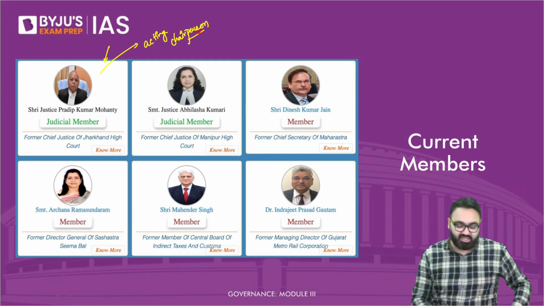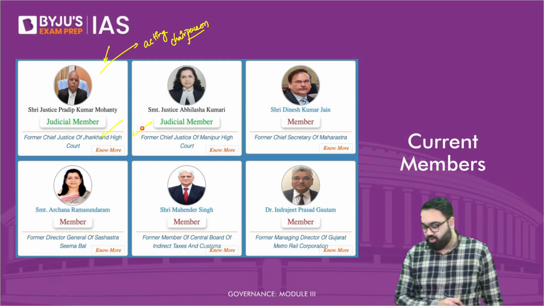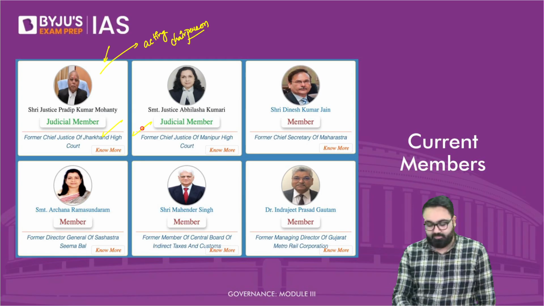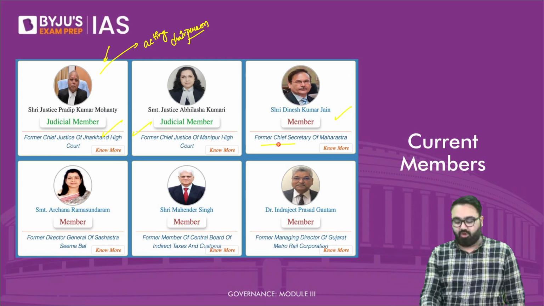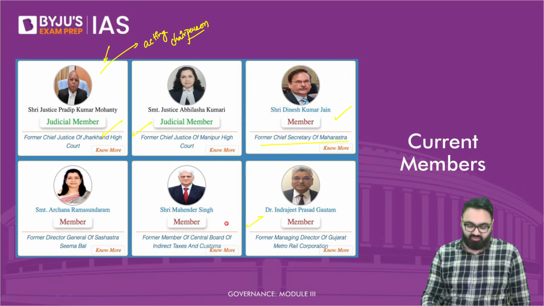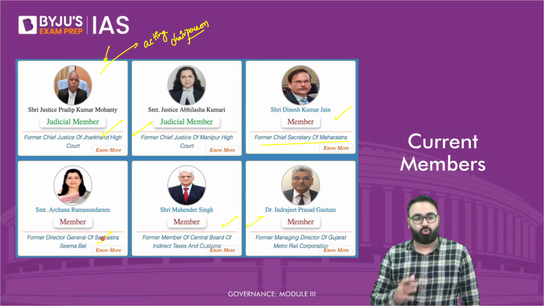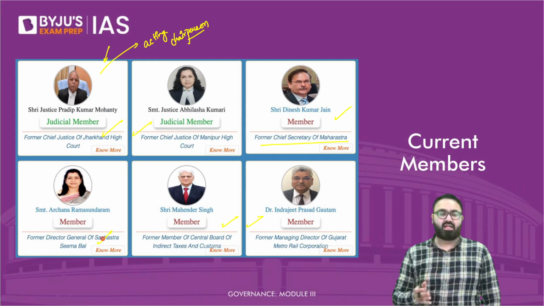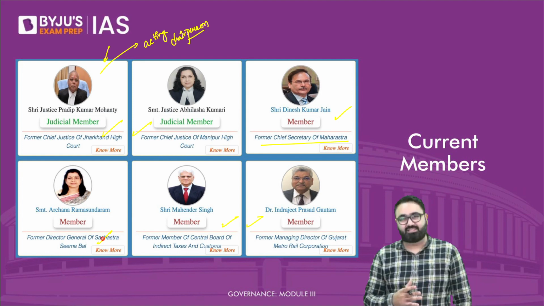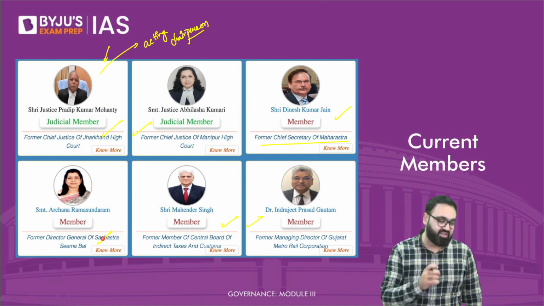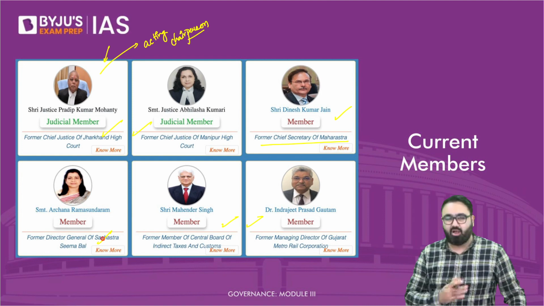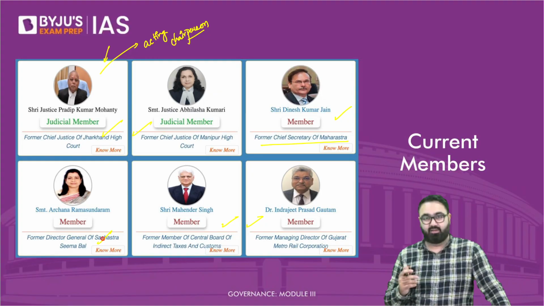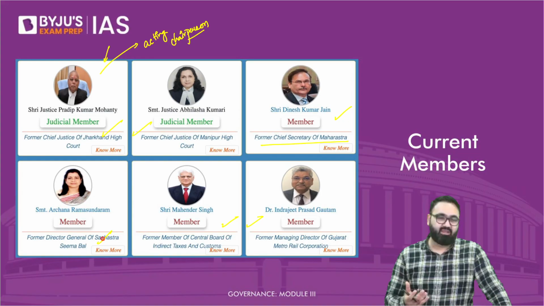Out of these, as you can see, 2 are from the judiciary, 4 are non-judicial members. That is, we have the former Chief Secretary of Maharashtra. We have other officers as well. This is how the Lokpal is composed right now. Again, just like other organizations like the CIC, you will see vacancies here as well. So this is a very common pattern in the government: vacancies in government offices, usually the post not being filled properly. All these are usually common occurrences.